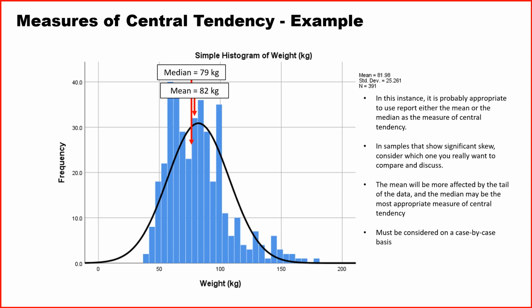In this particular instance, it's probably appropriate to use and report either the mean or the median as the best measure of central tendency. In samples that show significant skew, you want to consider which one you really want to compare and discuss. So the mean is going to be more affected by that tail of the data, and the median may be most appropriate for skewed data sets. But you have to consider this on a case-by-case basis.